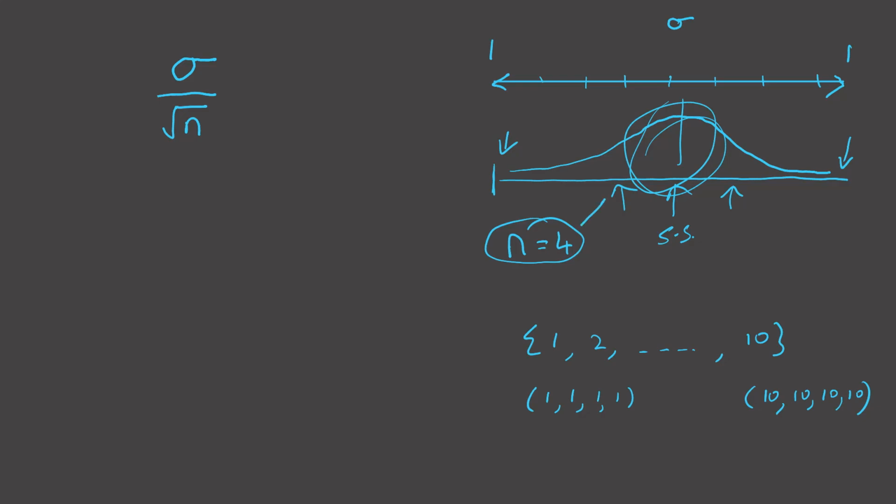So when we're talking about n equals 4, the distribution of the sample means should have sigma over 2 as its standard deviation. This is called the standard error. And we're going to see that as we work through the investigation.